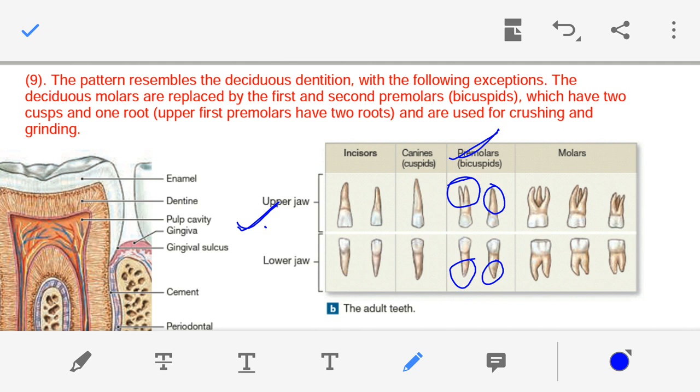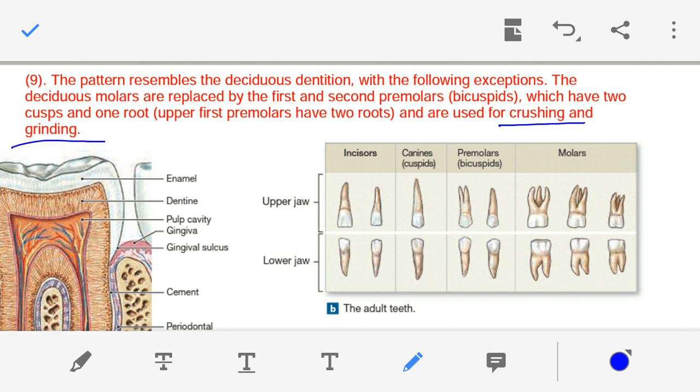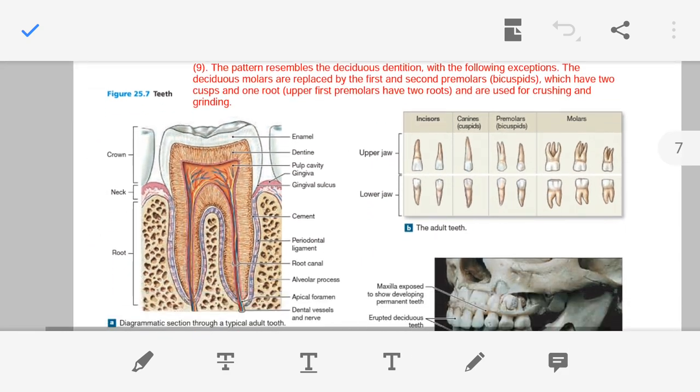Here it is written that the upper first premolar has two roots, and the rest of the premolars have a single root. So we keep in our mind that generally there is one root, but in the first upper one there are two roots in premolars. And premolars are used for the crushing and grinding of food. So this is regarding the premolar.